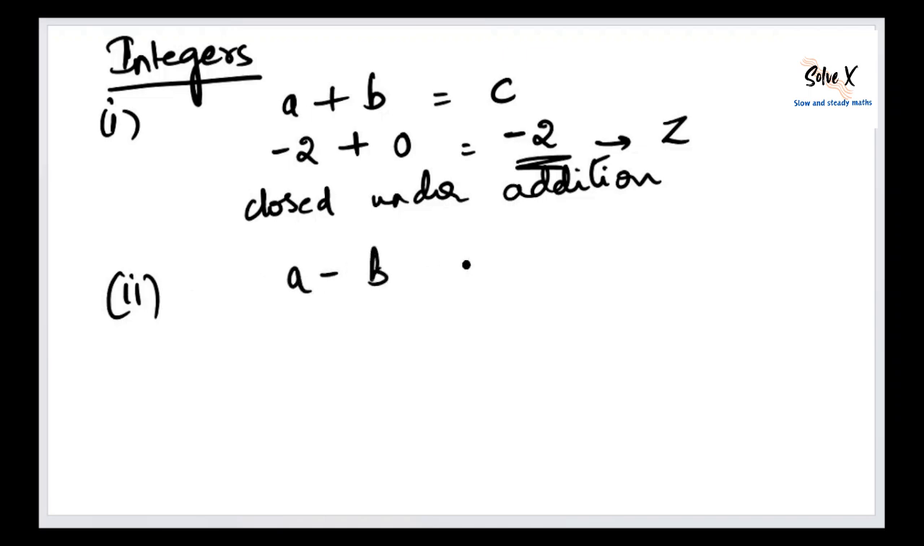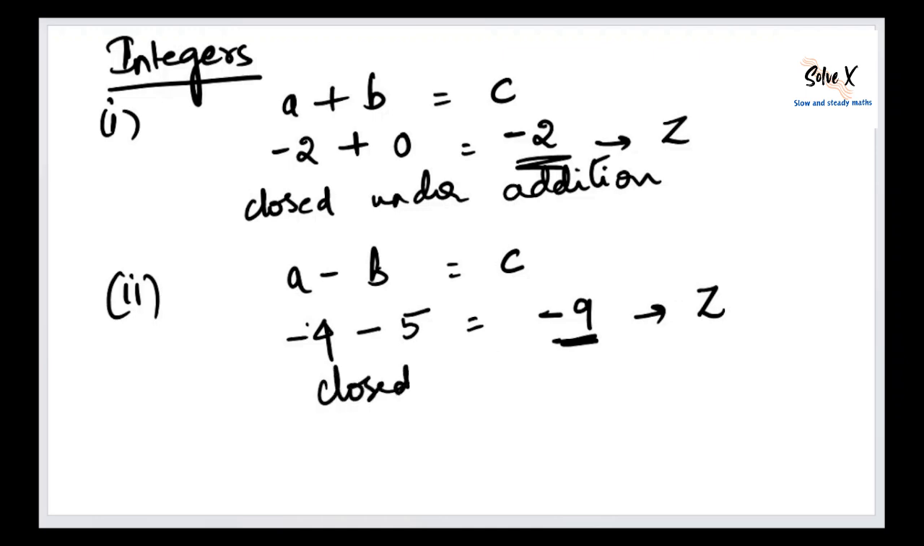A minus B is equal to C, where A is an integer, B is an integer. So minus 4 minus 5. What is minus 4 minus 5? Minus 4 minus 5 is minus 9. Correct? Minus 4 is an integer, 5 is an integer. Minus 9 is also an integer. So this property is closed under subtraction.